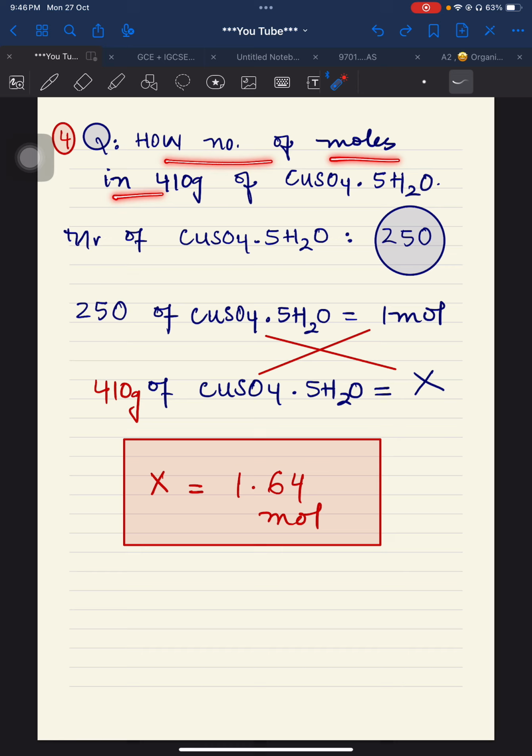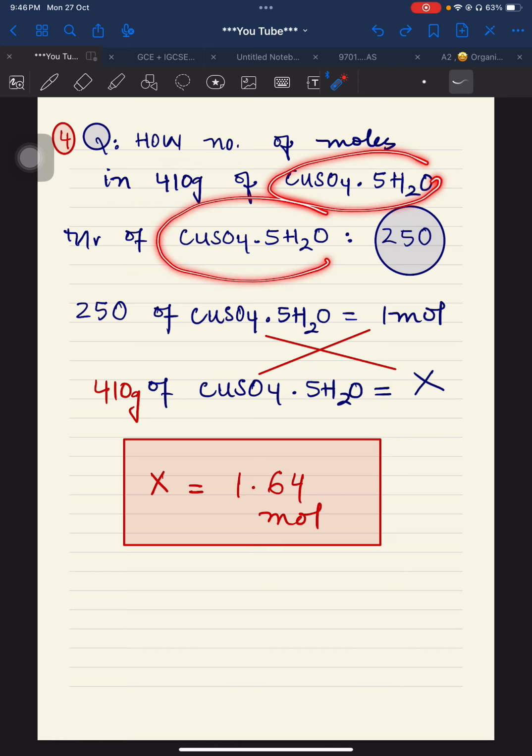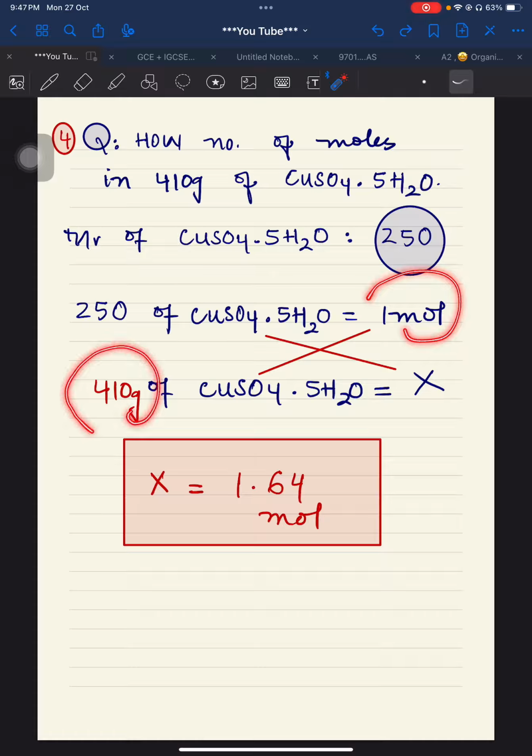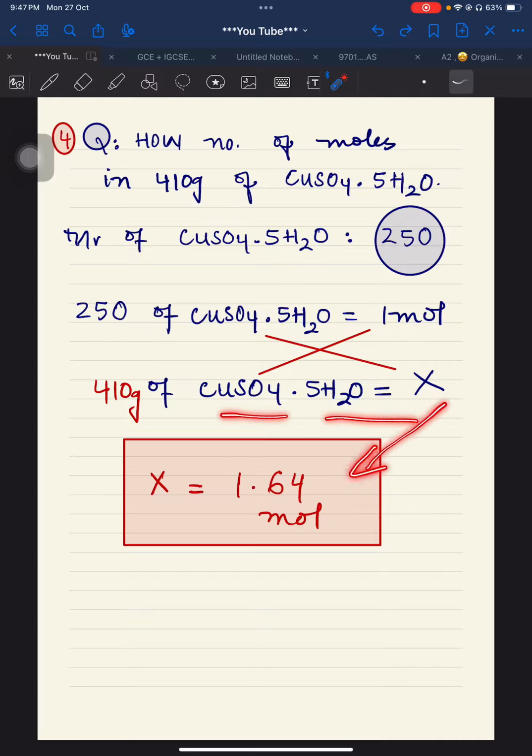How many moles in 410 grams of copper sulfate 5 water molecules? So here I have to look into the copper sulfate dot 5 water molecules as well. We can say that the Mr of copper sulfate dot 5 water molecules is 250. So 250 of CuSO4 dot 5H2O is equal to 1 mole, whereas 410 of CuSO4 dot 5H2O is equal to 1.64 moles. We have just cross multiplied and calculated the answer for this.